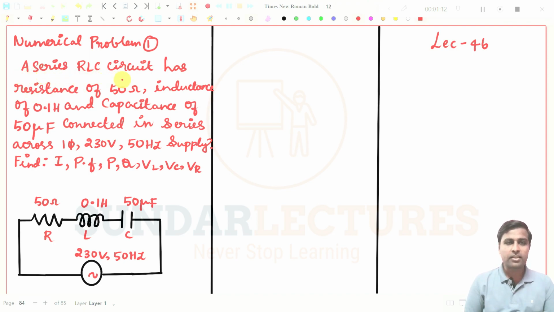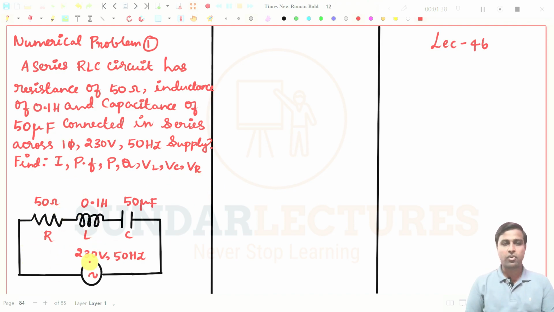A series RLC circuit has a resistance of 50 ohms, inductance of 0.1 Henry and capacitance of 50 microfarad connected in series across a single phase 230 volt 50 Hz supply, and then we need to find the current, power factor, real power, reactive power, and then we need to find the voltage across the inductor, capacitor and resistor. This is the question given.